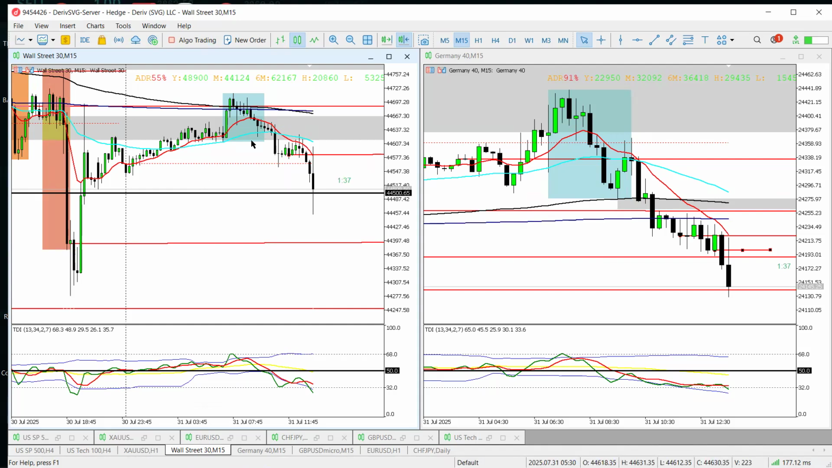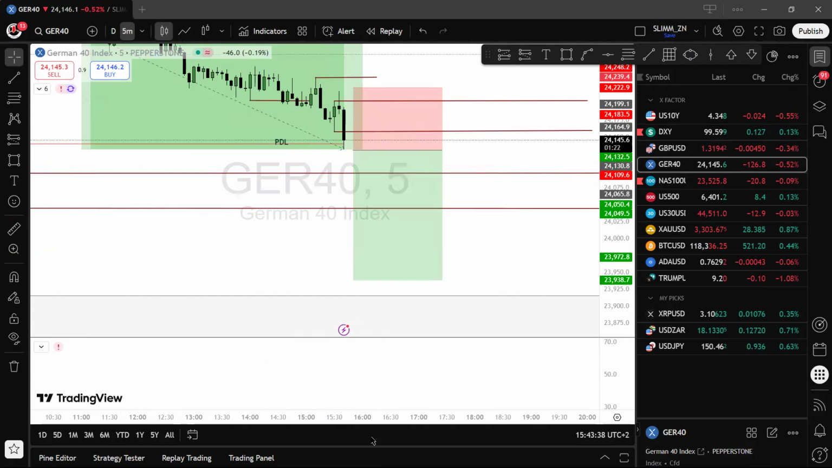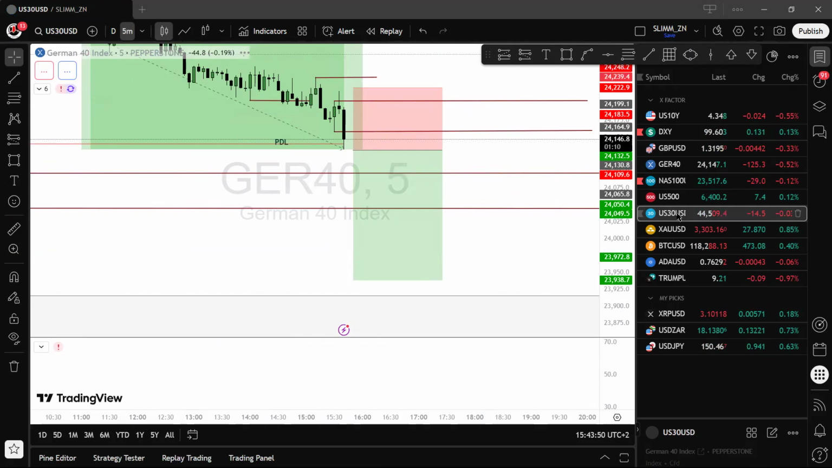So on US30, I might be a little skeptical since we are on 44,500, but if we can break it nicely, then I'll take it. Then on German 40, we still have room to go to 24,000, which is the next quarter point or the next whole number. So German 40 might be the lucky one here. But let's see what happens.